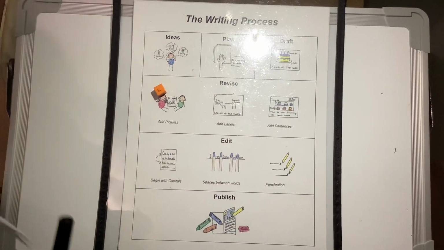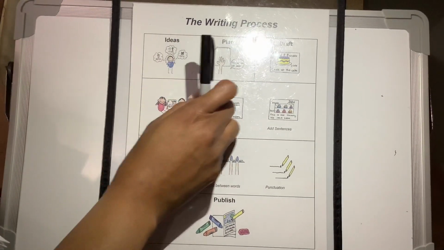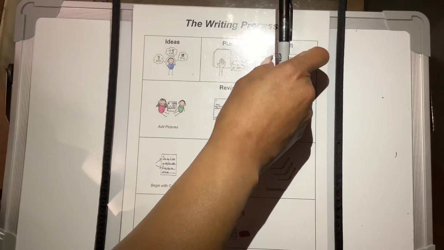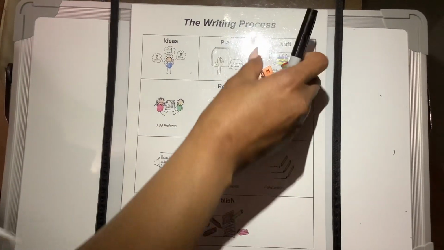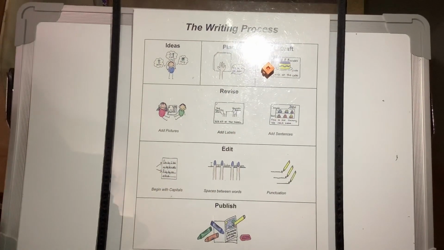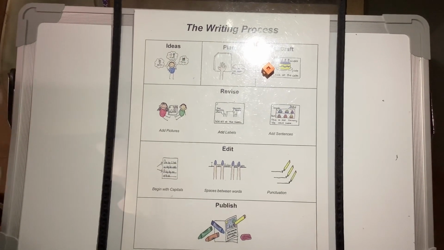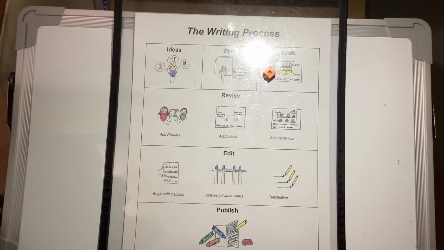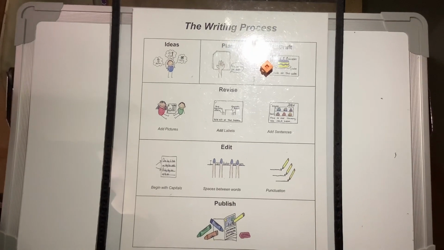So on our writing process, we are in our drafting, right? And in our drafting, we don't just add pictures, we add labels or words or sentences, and that's exactly what we'll be doing today.